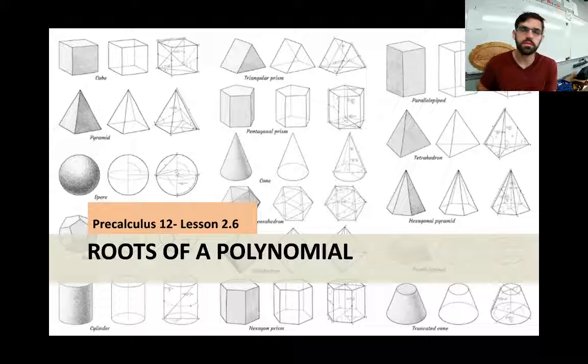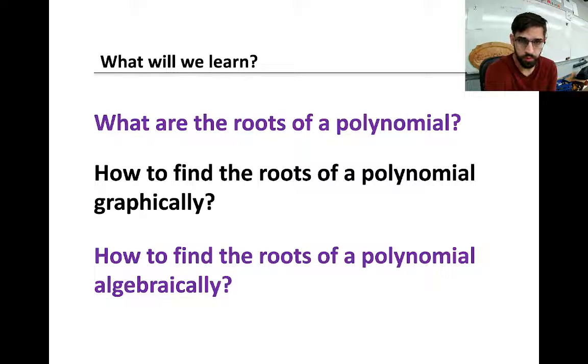Anyways, unit 2 is called Polynomials. Lesson 6 is called Roots of Polynomials. In this lesson, we're going to talk about what the roots of a polynomial are, how to find those roots graphically, and how to find those roots algebraically.